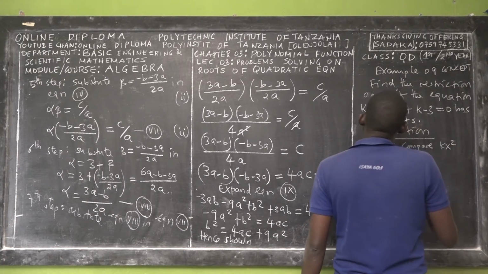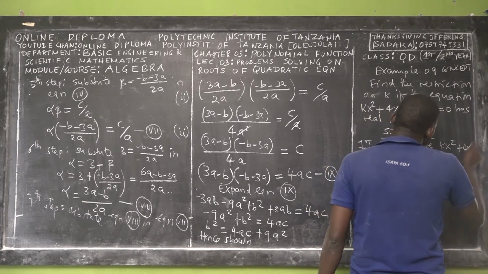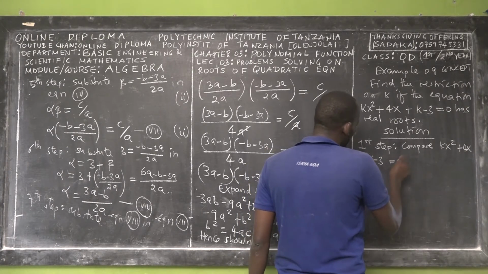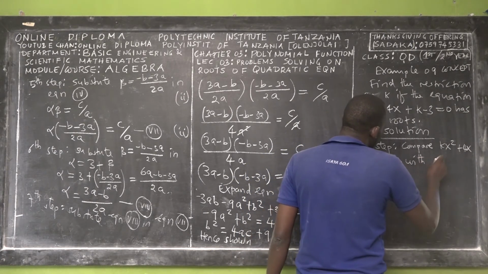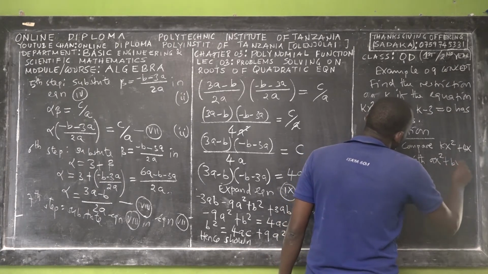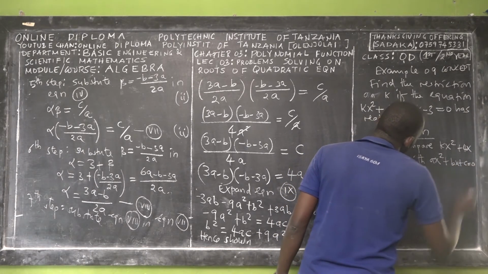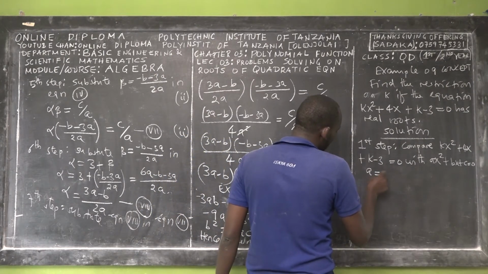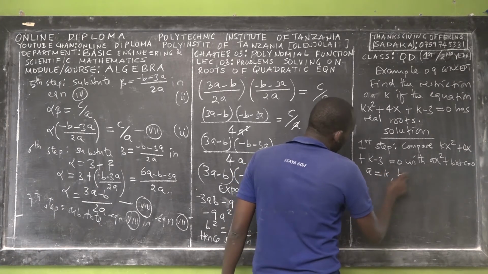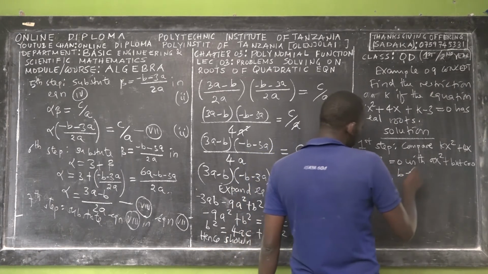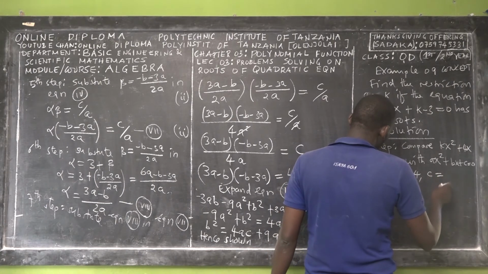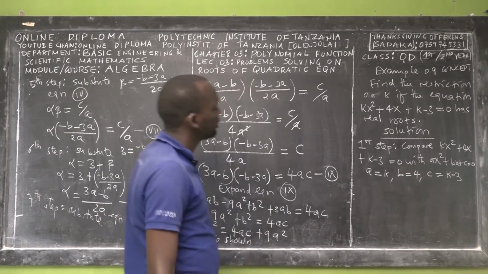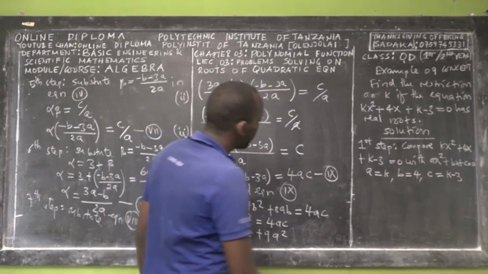kx squared plus 4x plus k minus 3 is equal to 0 with what? With ax squared plus bx plus c is equal to 0. So if we compare, a is equal to what? k. b is equal to what? 4. c is equal to what? k minus 3. That's our comparison, right?